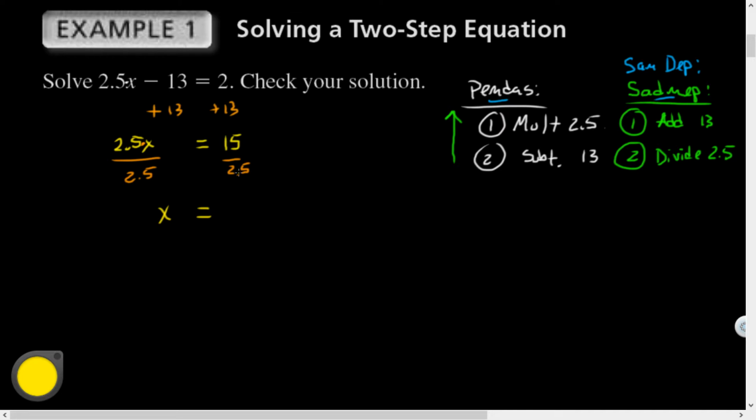And 15 divided by 2.5. Man, we could do some long division, but this is the way I'm thinking about it. 2.5 is half of 5, right? You guys agree? How many times does 5 fit into 15? 3 times. So 2.5 has to fit into 15 twice as much.